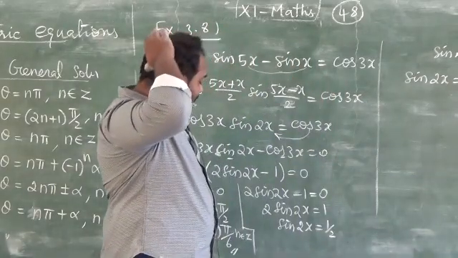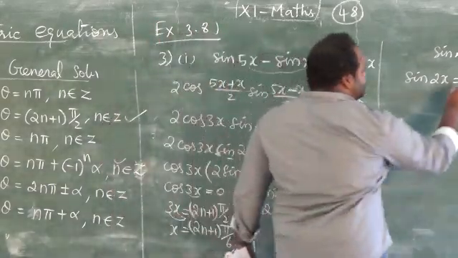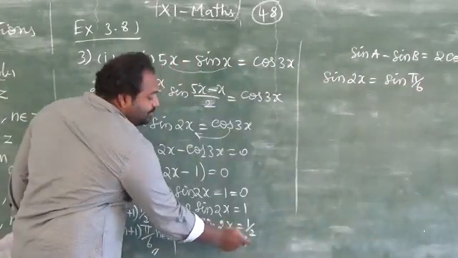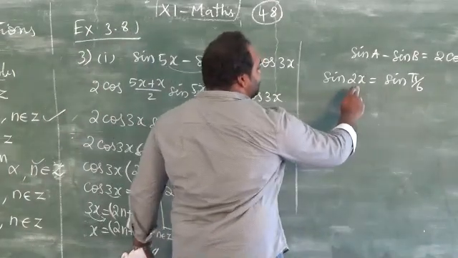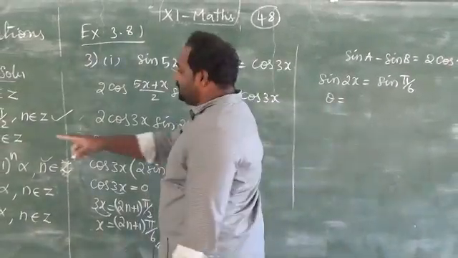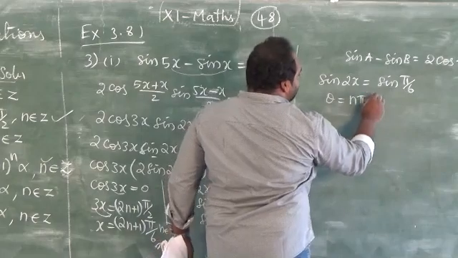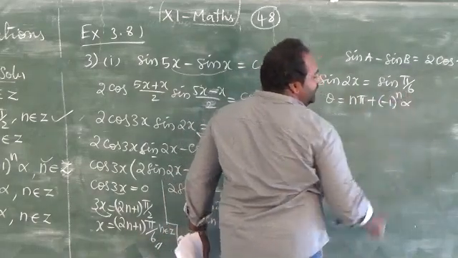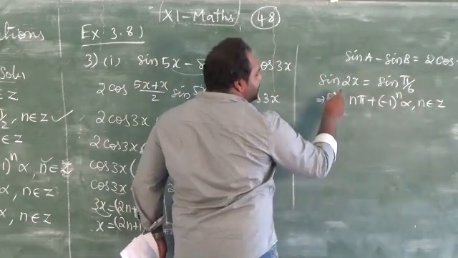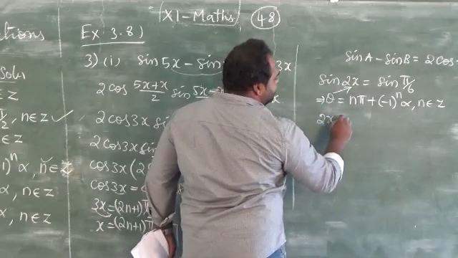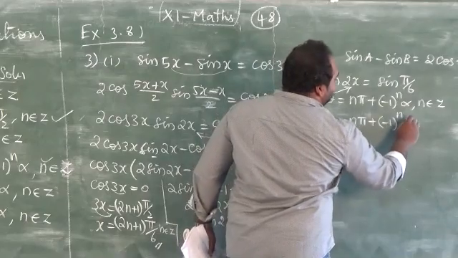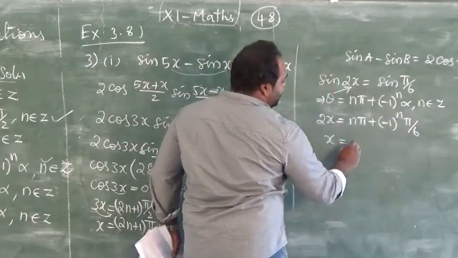When the sin value is 1 by 2, it is 30 degrees, so it can be written as sin pi by 6. Instead of 1 by 2 it can be written as sin pi by 6, that is 30 degrees. So sin theta is equal to sin alpha. What is the value of theta? sin theta equal to sin alpha gives theta equal to n pi plus minus 1 power n alpha, n belongs to Z. Here I am going to use this formula. Here theta is 2x, so 2x equal to n pi plus minus 1 power n alpha, where alpha is pi by 6.